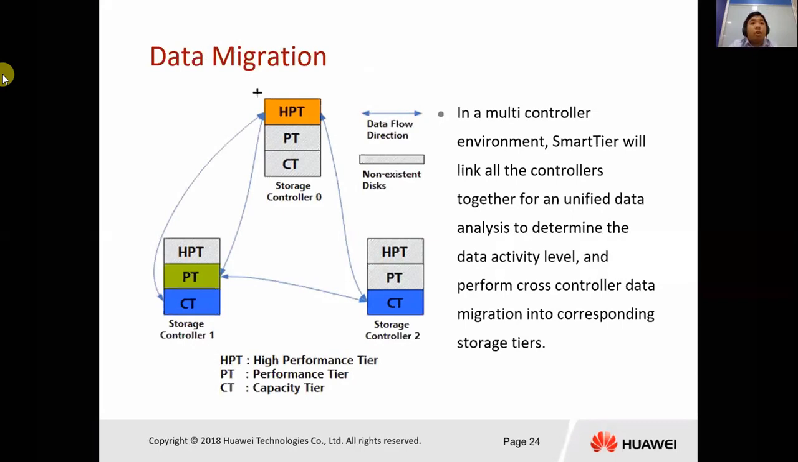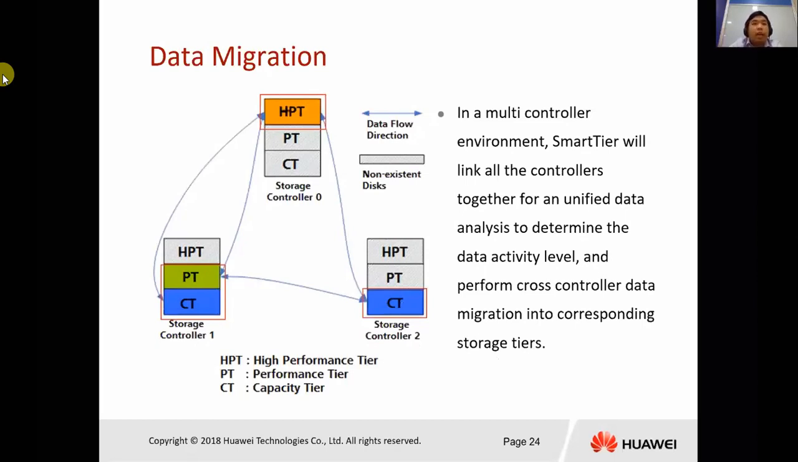For example, controller 0, you only have SSD. Controller 1, you have SAS and nearline SAS. Controller 2, you only have nearline SAS. Let's say that in controller 2, whatever data is stored there is hot data. Controller 2 can perform cross-controller migration into controller 0 to store the data in the SSD. So perform cross-controller data migration in the corresponding storage tier.